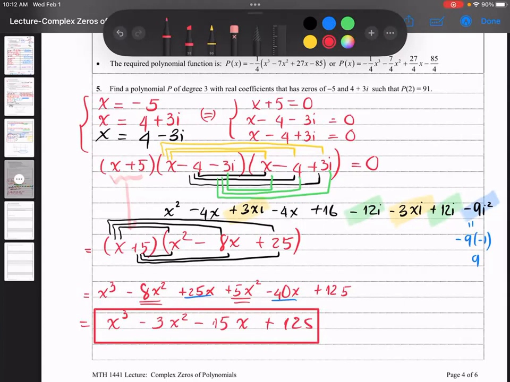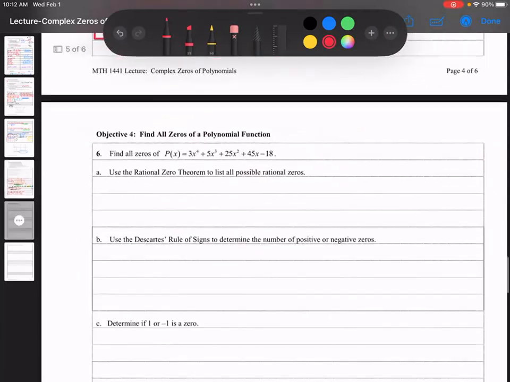We did this before. I don't know if you remember. We did this two lectures ago, the last problem of that lecture. I gave you the real solutions and then you just put them together and FOIL it. All right, last one, and we call it a day.